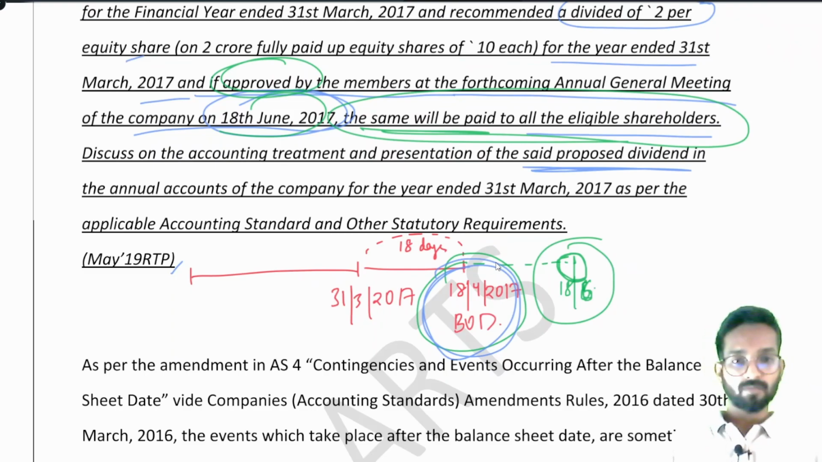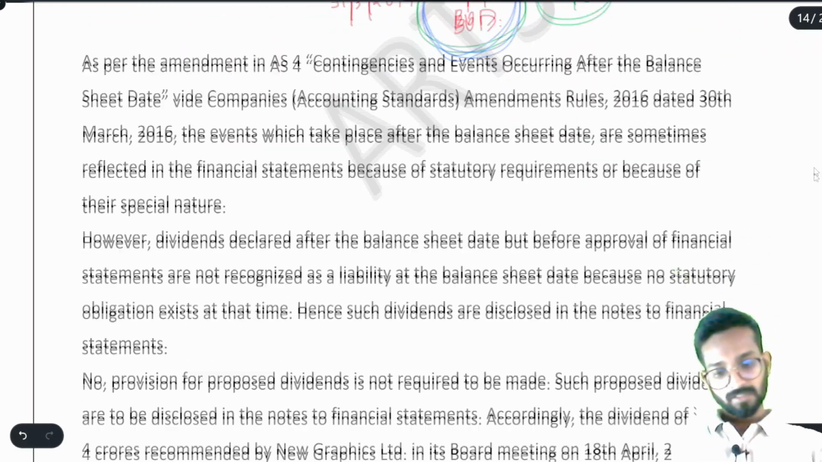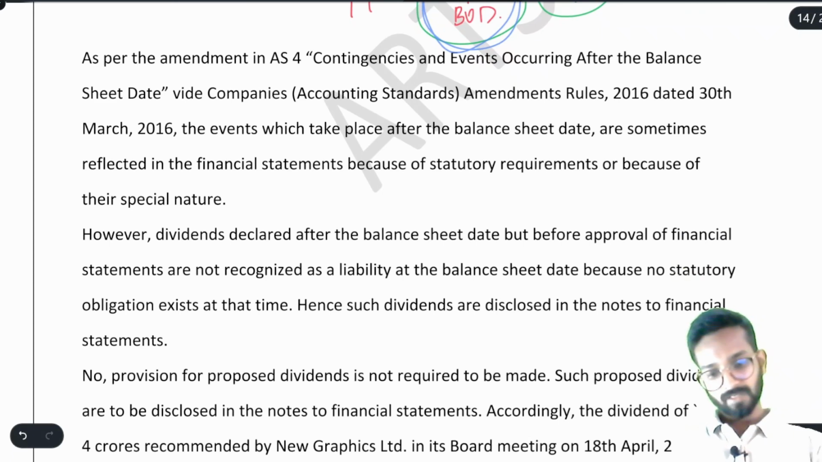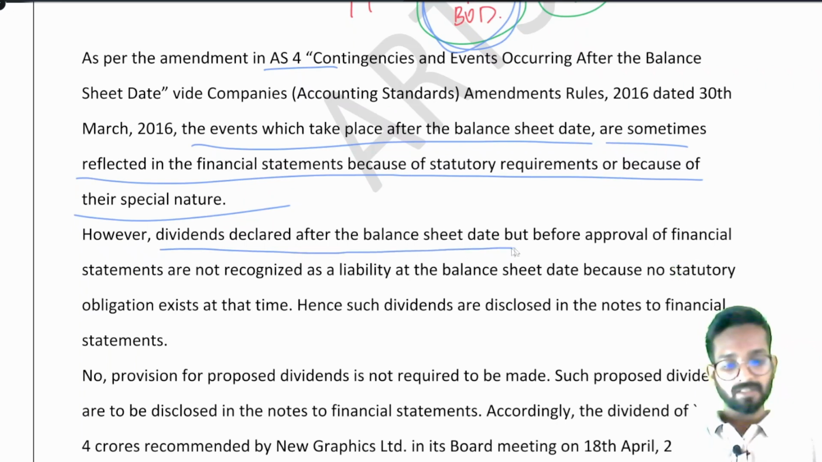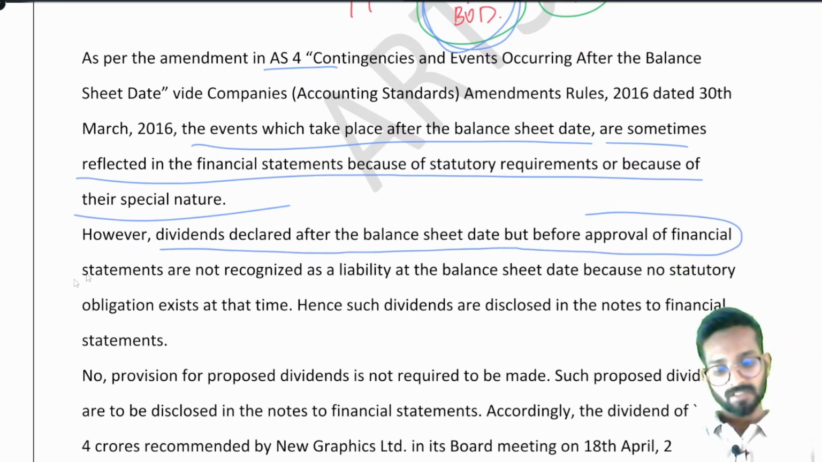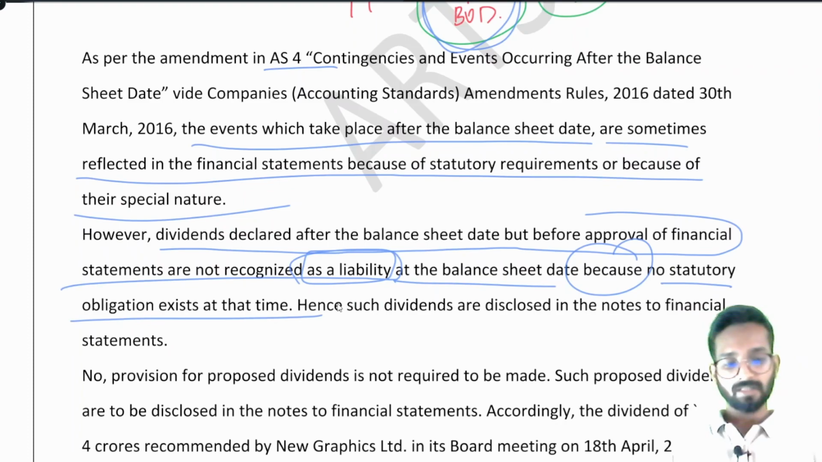What does AS4 tell about this? See, understand this. As per the amendment in AS4, the events which take place after the balance sheet date are sometimes reflected in the FS because of statutory requirement or special nature. However, dividend declared after the balance sheet date but before approval of financial statement is not recognized as a liability at the balance sheet date because no statutory obligation exists at that time. Understand this.